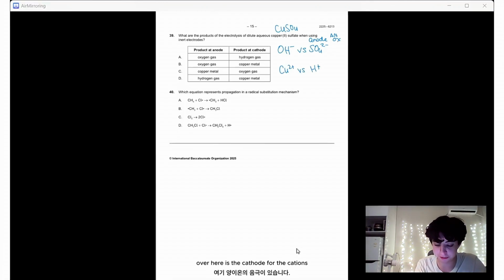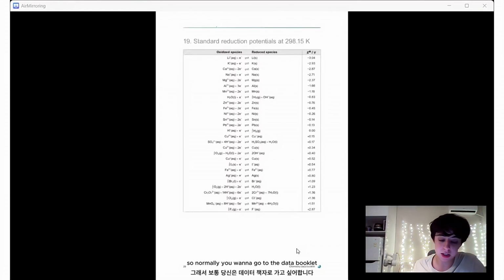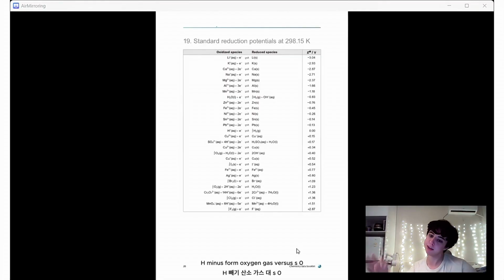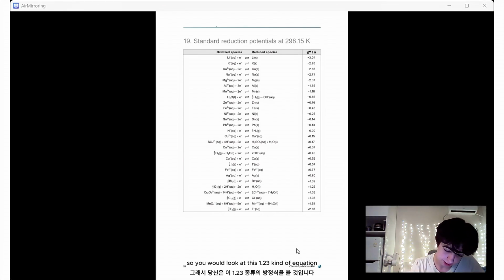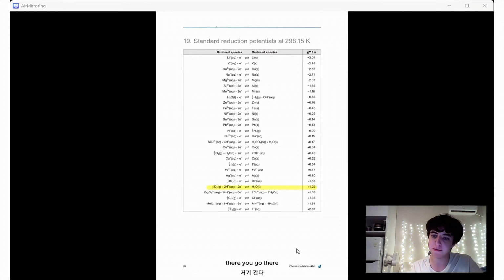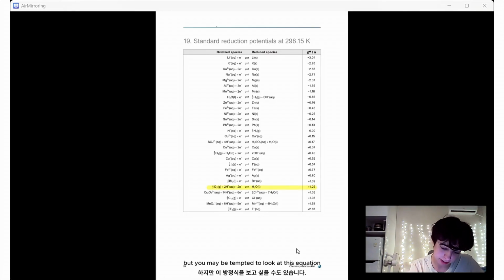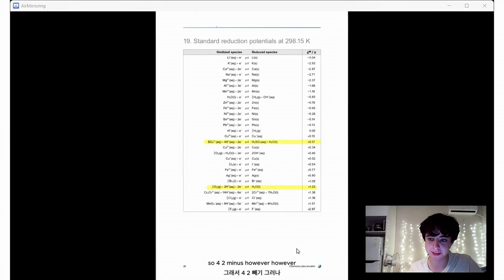The reverse is over here: the cathode is for the cations, and it's looking for reduction, red cat. So normally you want to go to the data booklet and look at OH minus forming oxygen gas versus SO4 2 minus forming what? You would look at this 1.23 equation. But you may be tempted to look at this equation right here with SO4 2 minus.